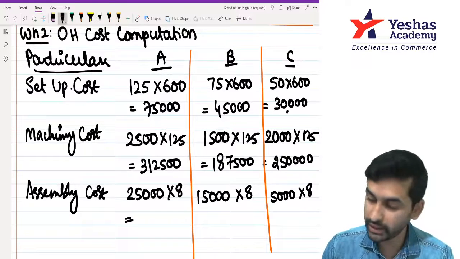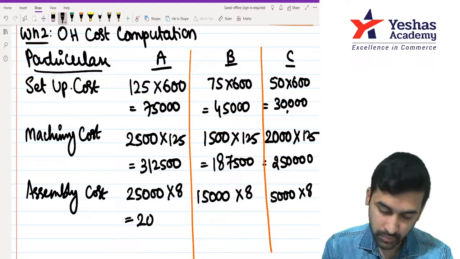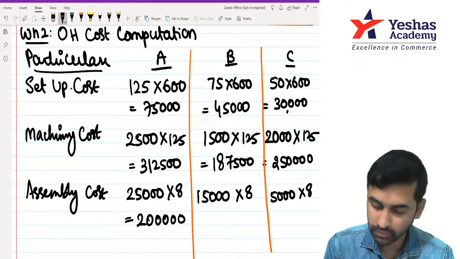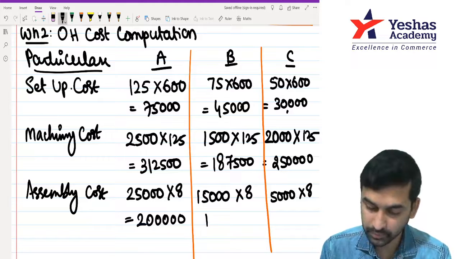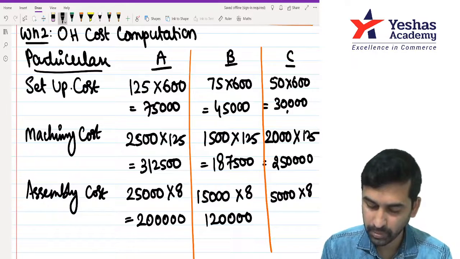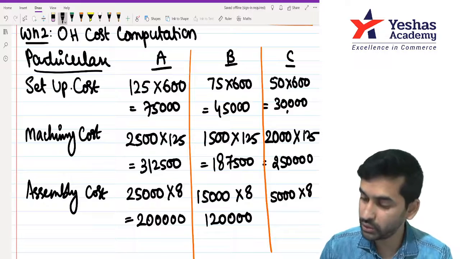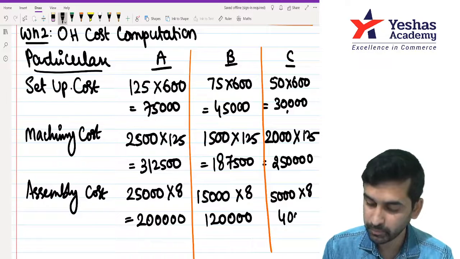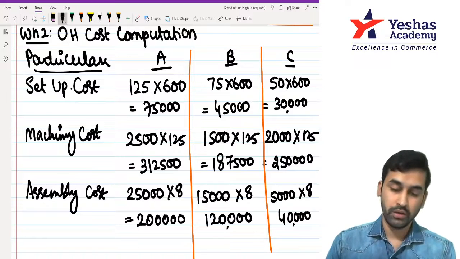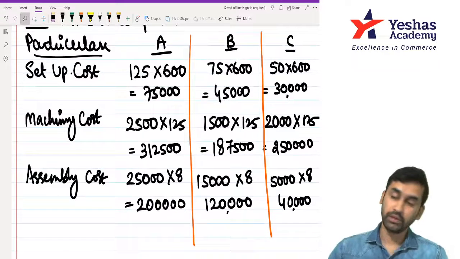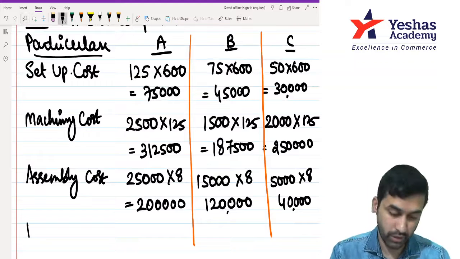25,000 into 8. 15,000 into 8. 5,000 into 8. Done. Last one is inspection cost.